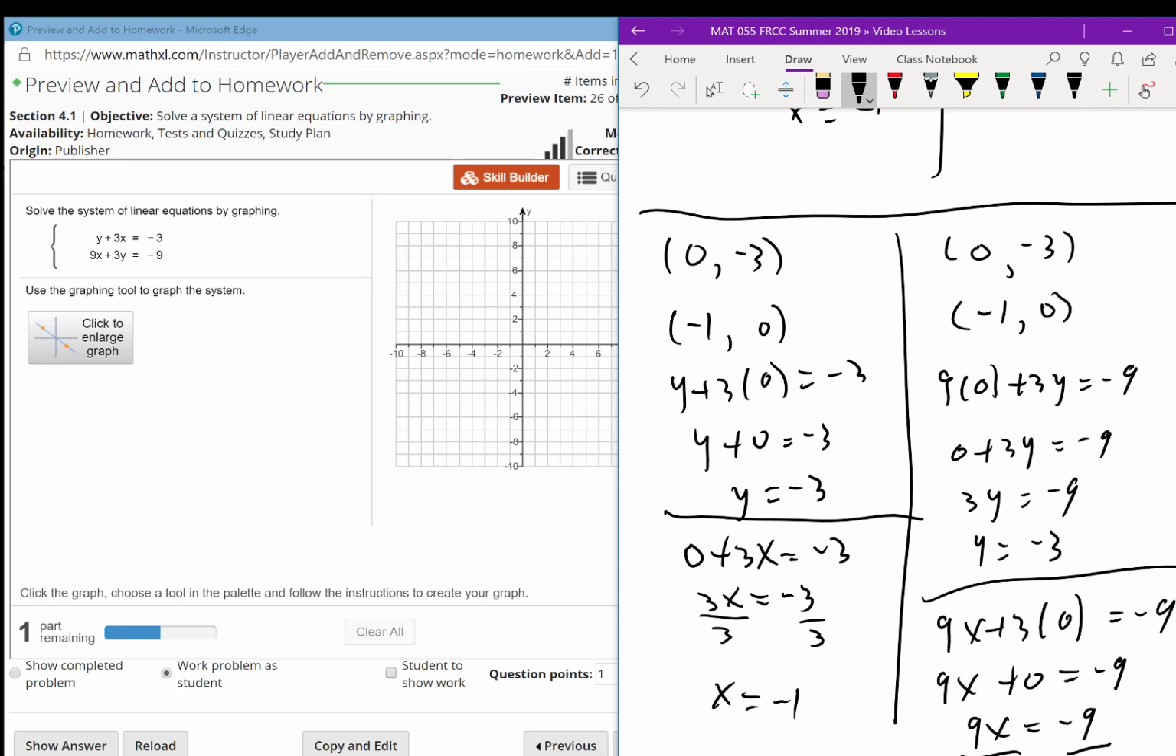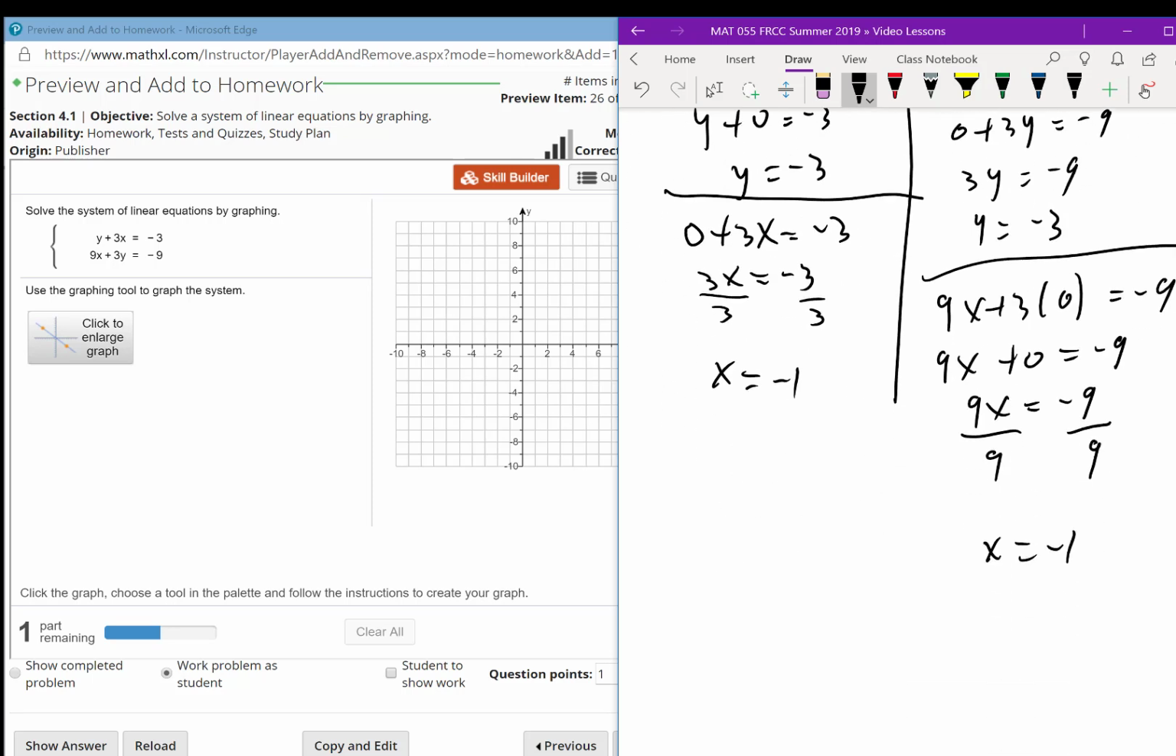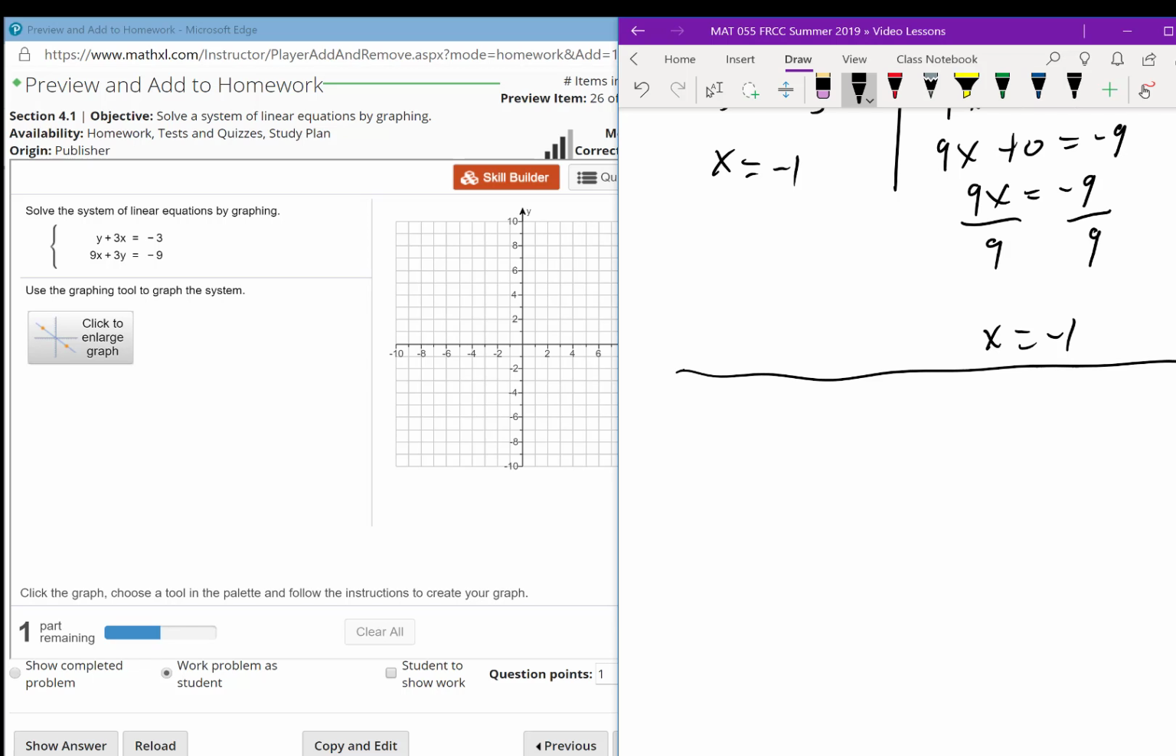So if we stop for a moment and observe our ordered pairs, notice that the ordered pairs are exactly the same. Okay, exactly the same, which means that these two lines over here must be the same line. So let's observe real quick that if I take y plus 3x equals negative 3, and I solve for y, put it into slope-intercept form, notice I get y equals negative 3x minus 3.